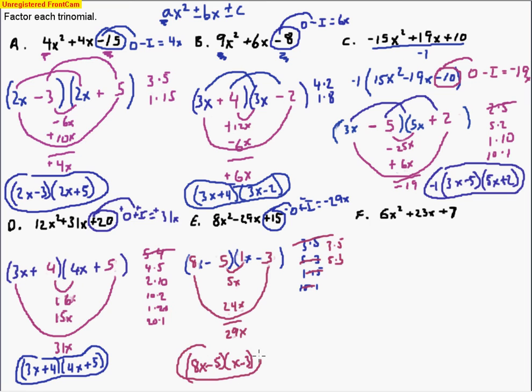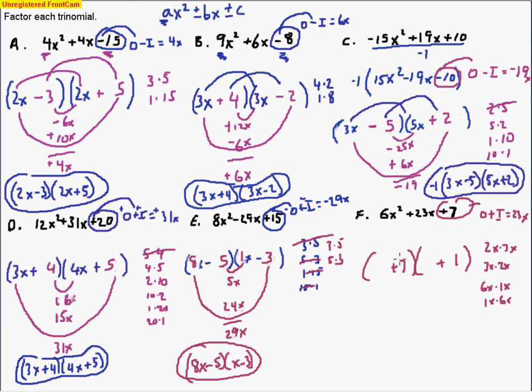The last problem is nice because the last term is a prime number. It's also positive, so it tells us the outer and inner are adding to make 23x. So when I start this, instead of starting with numbers that multiply to make 6, I'm starting with the 7 and the 1, and I know both signs are positive. Now I just need to figure out if it's going to be a 2x and a 3x, or a 3x and a 2x, or a 6x and a 1x, or a 1x and a 6x.